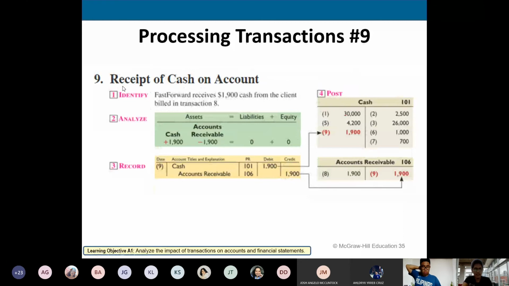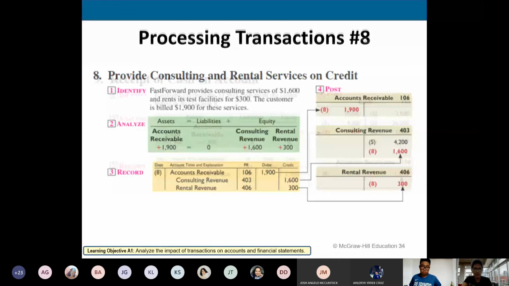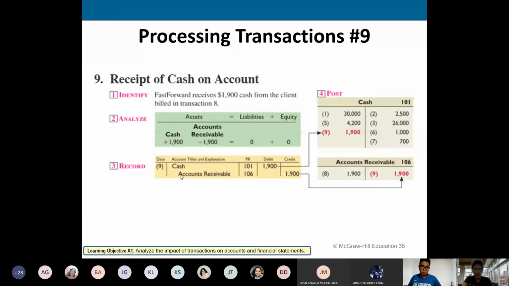So, what does transaction 9 provide? Okay. Receipt of cash on account. Okay. Ano yung on account mo ba na receivable? Accounts receivable, tama ba? Kinolect mo daw, anong entry? Nag-collect ka, naka-receive ka ng cash, magkano? 1.9. Accounts receivable, bumaba, magkano? 1.9. Okay? Kapag tinanong ko kayo, meron ba tong overall effect sa asset? Wala.